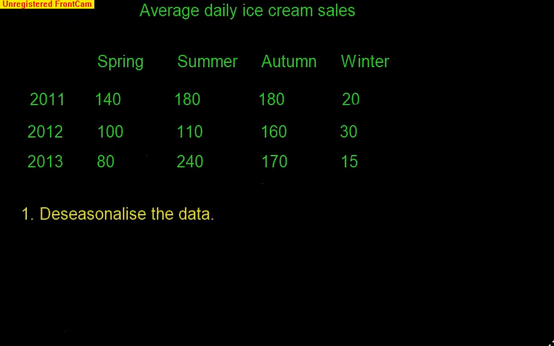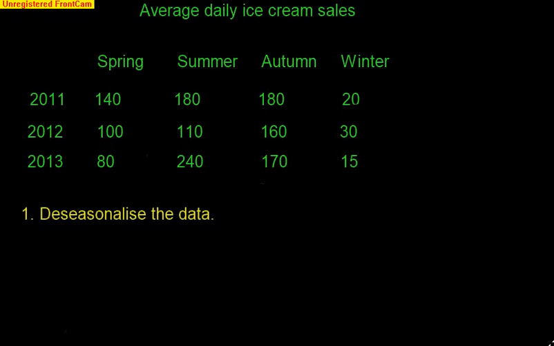I'm going to deseasonalize some data. The data I've got here is about ice cream sales, and there it is going through things. And you can see, as you would expect, that in winter you're not selling quite so many ice creams as you do in the warmer months. Alright, let's do some deseasonalizing.